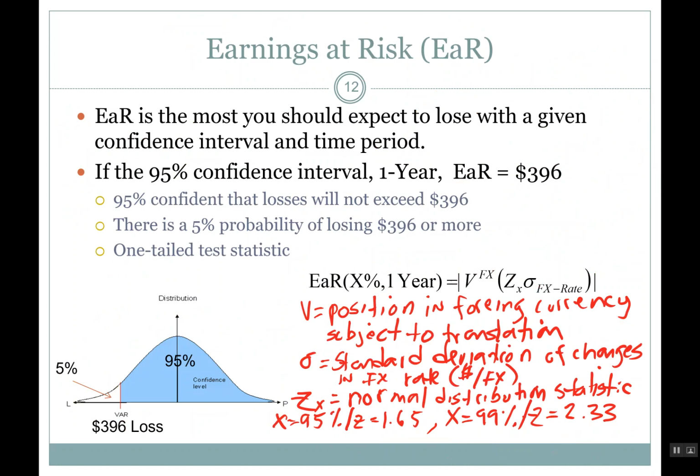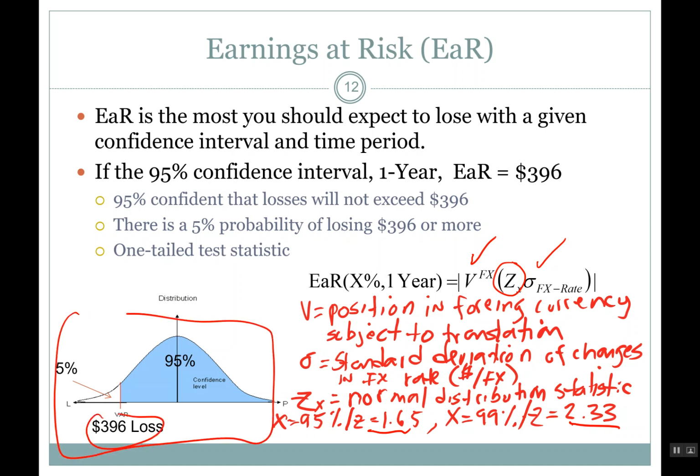So this actually talks about that here: my risk is my value in the foreign currency position, my standard deviation, which has to be in direct terms, and then my Z is either 1.65 or 2.33, depending on whether your company reports 5% losses or 1% losses. So if someone tells you your 95% EAR is 396 million, what they're talking about is the distribution of possible losses. There's a 5% chance of having a loss of 396 or more, but you're 95% confident losses will not exceed 396.